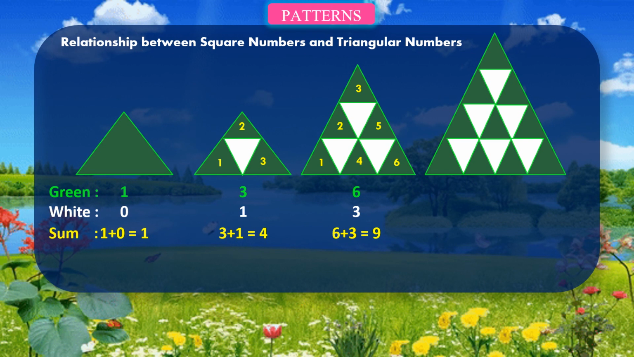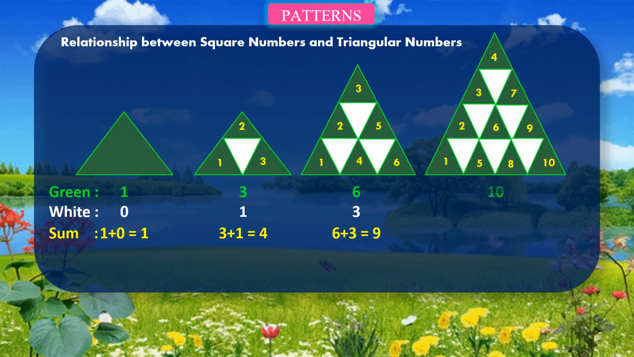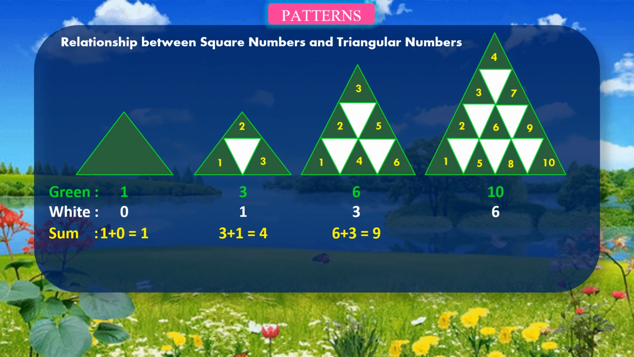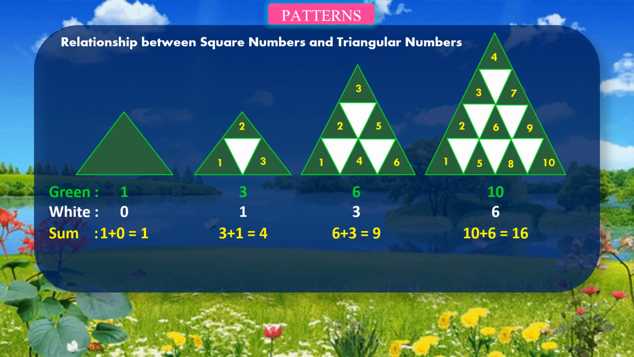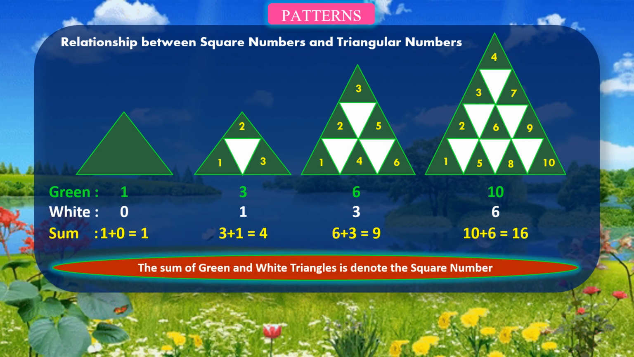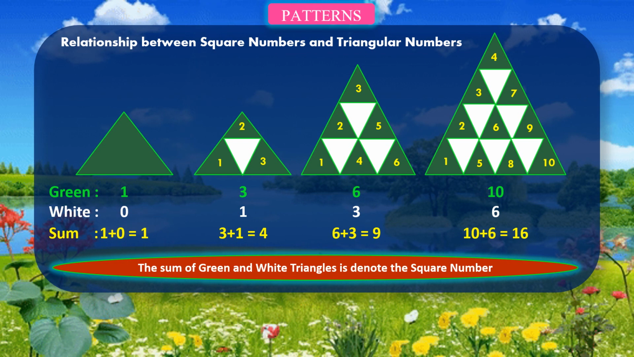And the last figure has 10 green and 6 white. The sum of green and white is 10 plus 6 is equal to 16. The sum of green and white triangles denotes the square number.